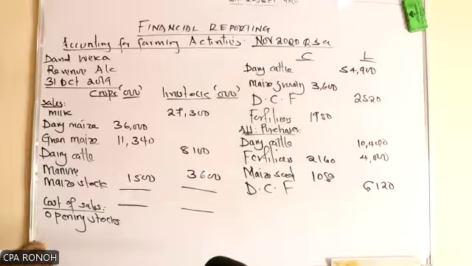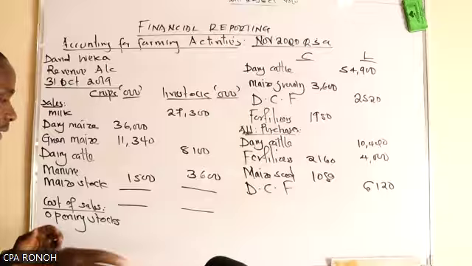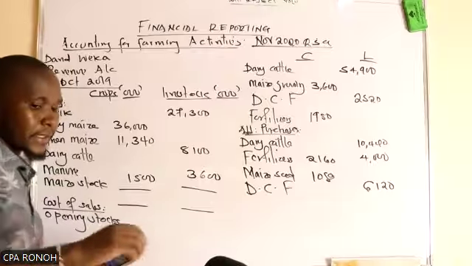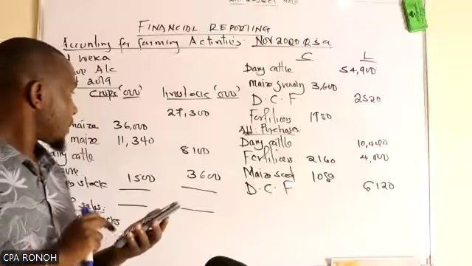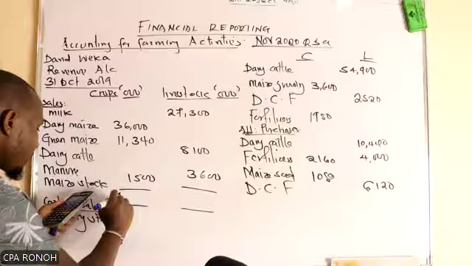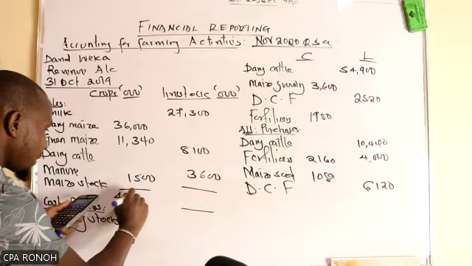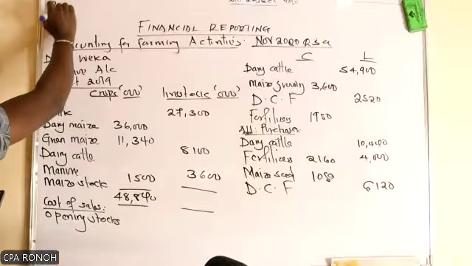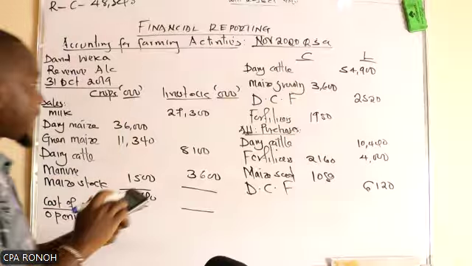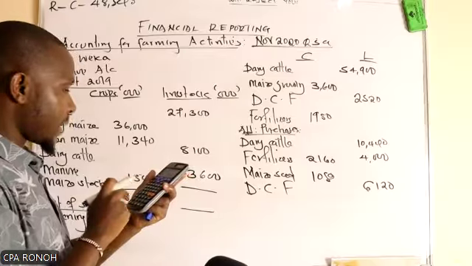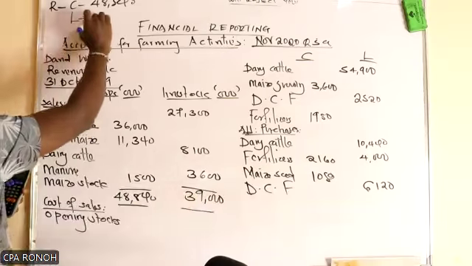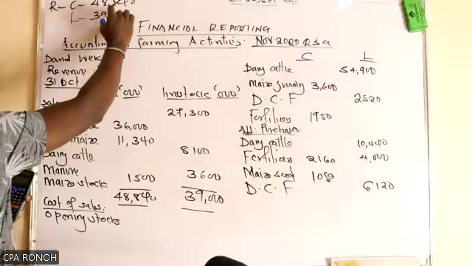Because of the space, I'll have to get the revenue first and then put it aside so that I can continue here. Take your calculator and confirm these figures with me. I can start with the crops: 6,000 plus 11,340 plus 1,500, this one is coming to 48,840. That is the revenue for the crops. What about the livestock? 27,300 plus 81,100 plus 3,600, this one is coming to 39,000.